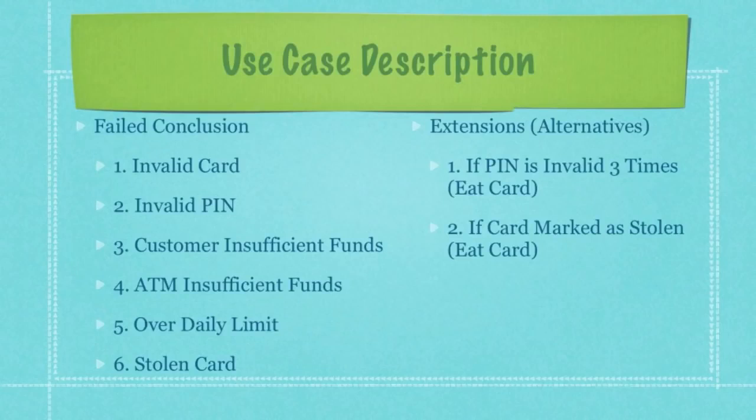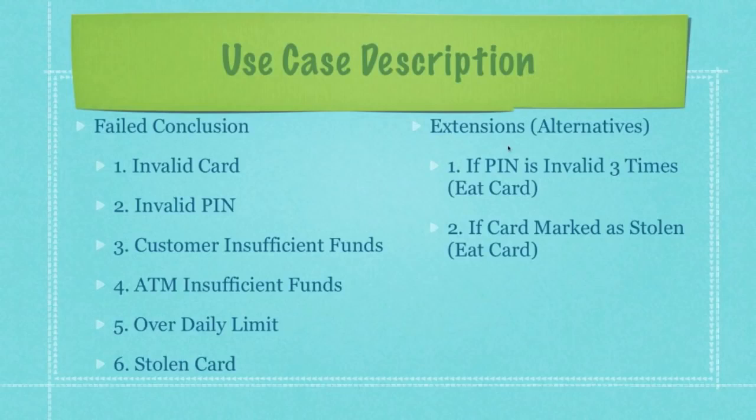Then you're going to list all of your failed conclusions. These would be situations in which your system has failed or has ended processing before it would go through the entire use case. If they enter an invalid card, of course that's going to end it. If they enter an invalid PIN, that's also going to end it early. If the customer has insufficient funds, or the ATM has insufficient funds, or they're over their daily limit, this would be another situation in which we would not be able to process through our entire use case.